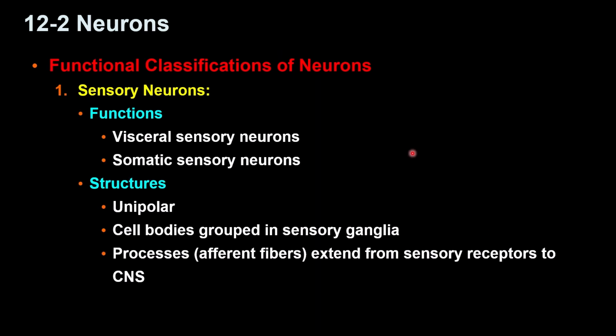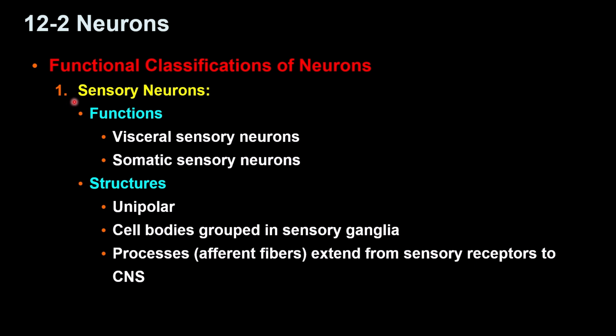So now is the functional classification of the neuron. The slide before was how it looks under the microscope, and this is a functional classification. There are three different types of neuron. One is sensory, the other one is motor, and the third one is interneuron.